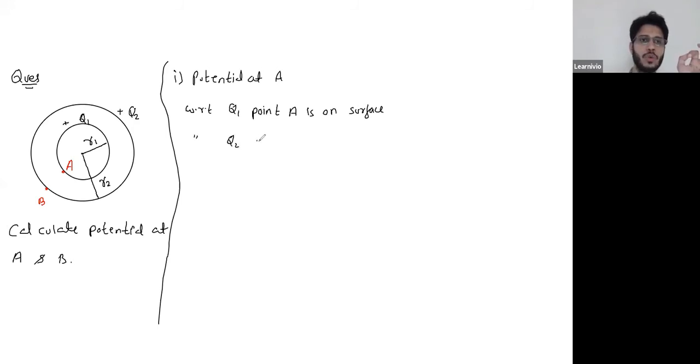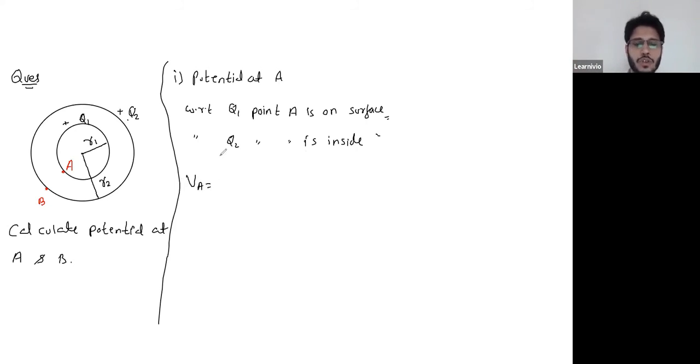With respect to Q2, see, Q2 is on the surface of the second sphere. So with respect to Q2, this point A lies inside. Is it clear, these two statements? Because the whole calculation will depend on these two statements. We always see the point with respect to the charge. With respect to Q1, point A is on the surface; with respect to Q2, point A is inside.